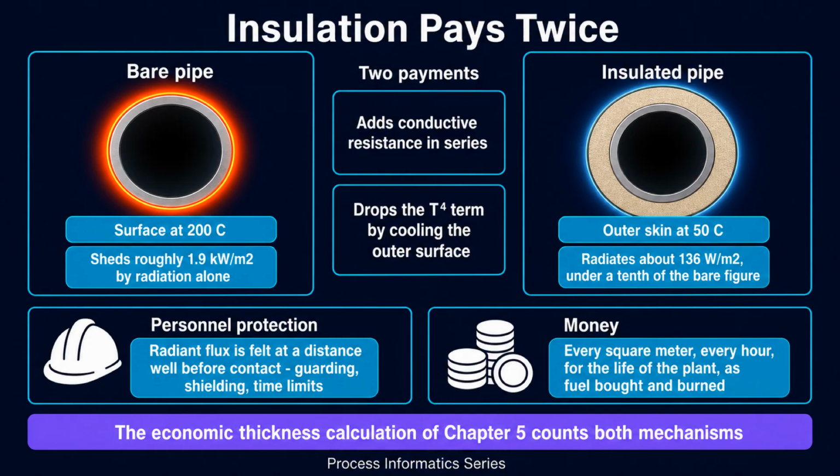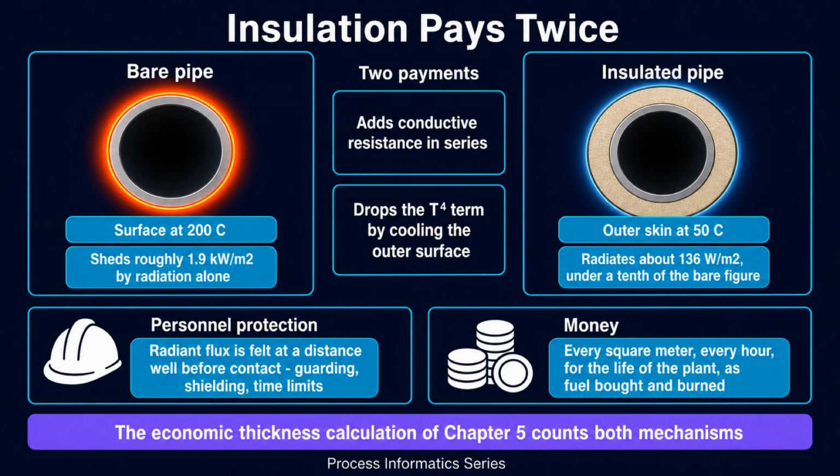The first is personnel protection. A surface hot enough to radiate strongly is hot enough to burn on contact, and radiant flux is also what makes standing near an open furnace door uncomfortable at a distance no convection could reach. Guarding, shielding, and time limits near hot surfaces are radiation problems.